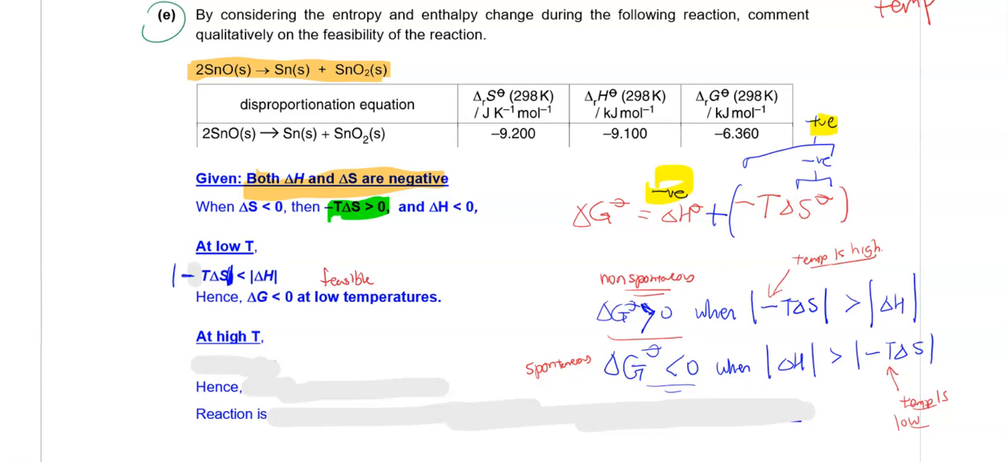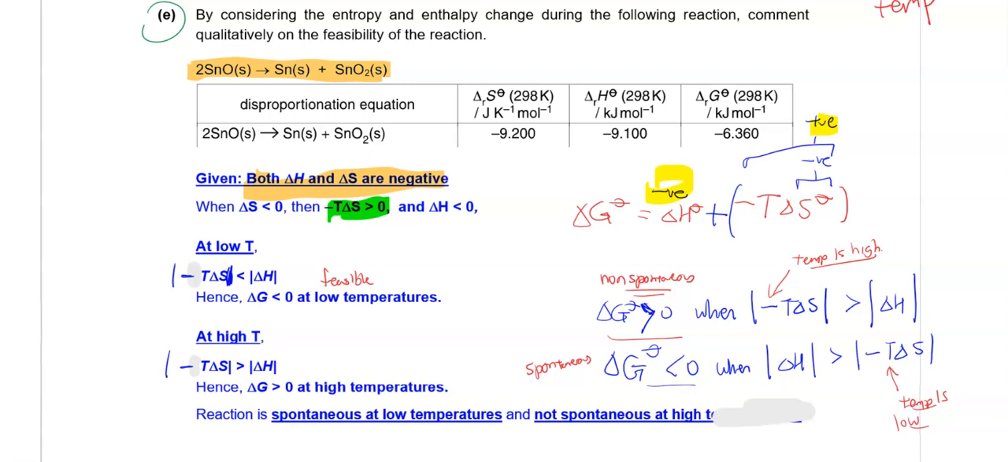At high temperature, your T delta S term, same thing, let me just incorporate the negative sign inside. Your modulus of negative T delta S will be greater than your delta H, and as a result, your delta G is more than 0 at high temperature. The reaction is going to be spontaneous at low temperature and not spontaneous at high temperature. That's it for question 4.